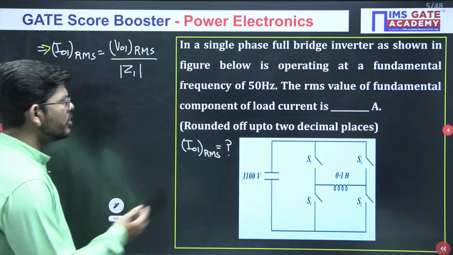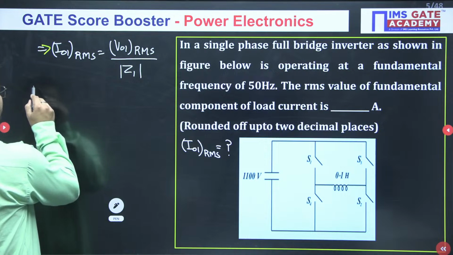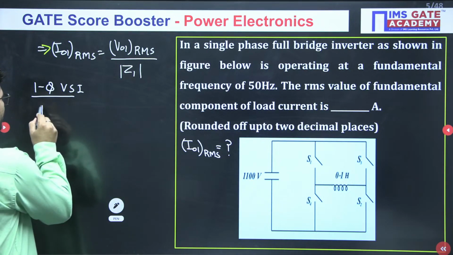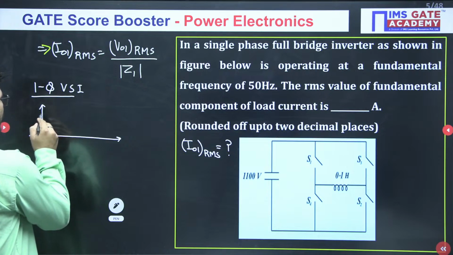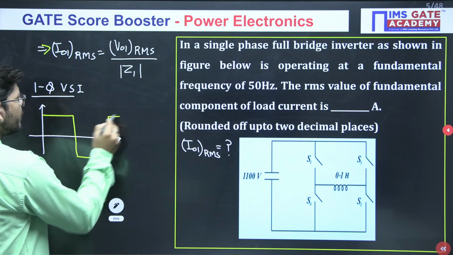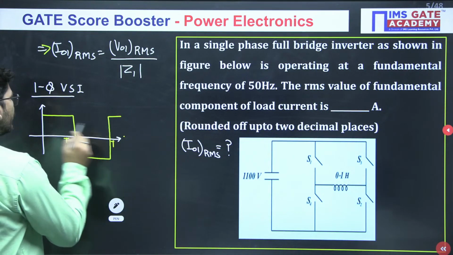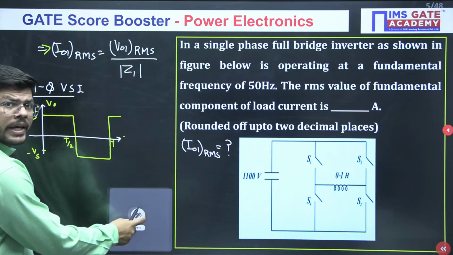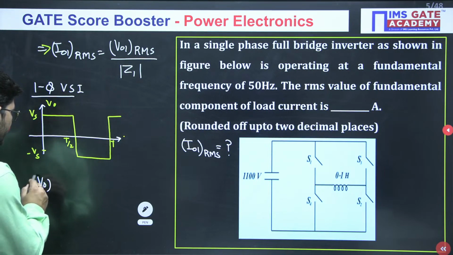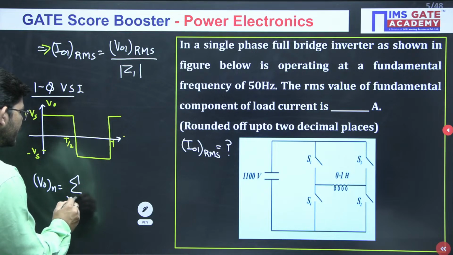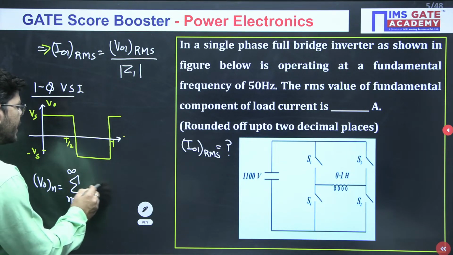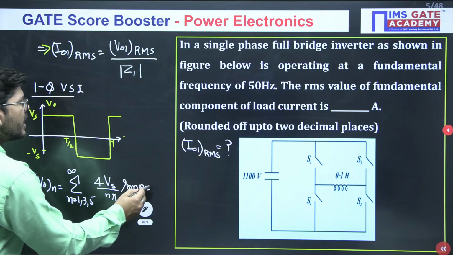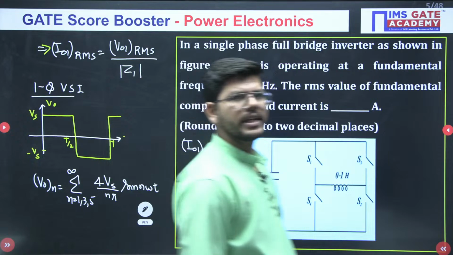So how to find that? This is a VSI, isn't it? For a single phase VSI, even of full bridge, what could be the possible output voltage waveform? You know that it will be a square wave, with magnitude Vs and minus Vs. For this kind of waveform, what will be the Fourier series? We have written this Fourier series in the first question as well. It will be the sum over n equals 1, 3, 5 to infinity of 4 Vs upon n pi sine of n omega t.